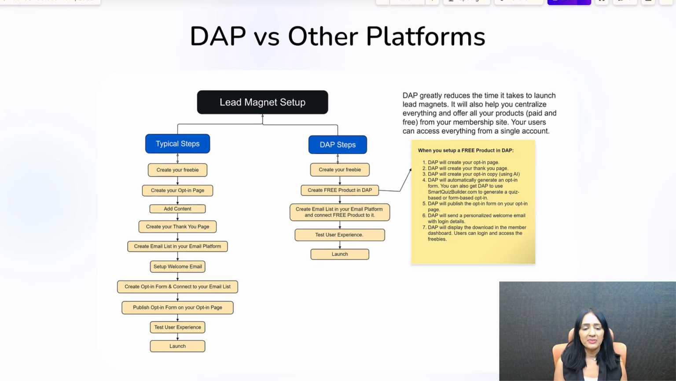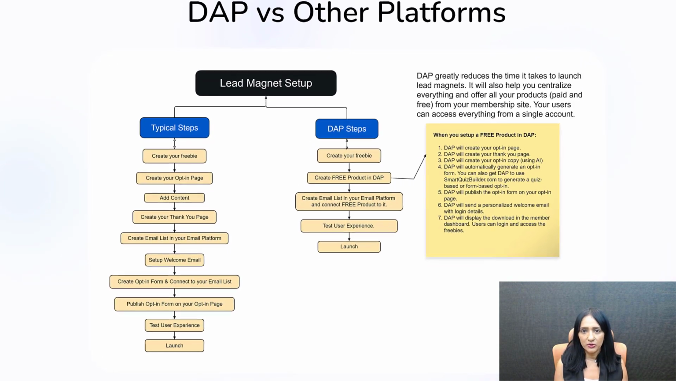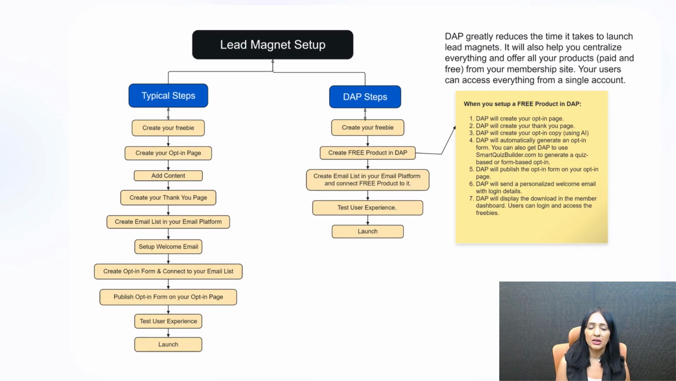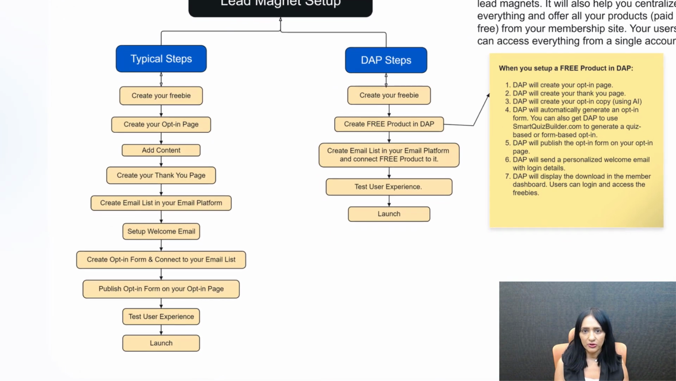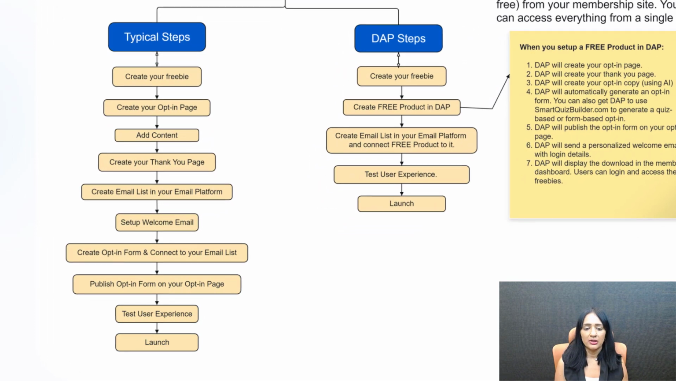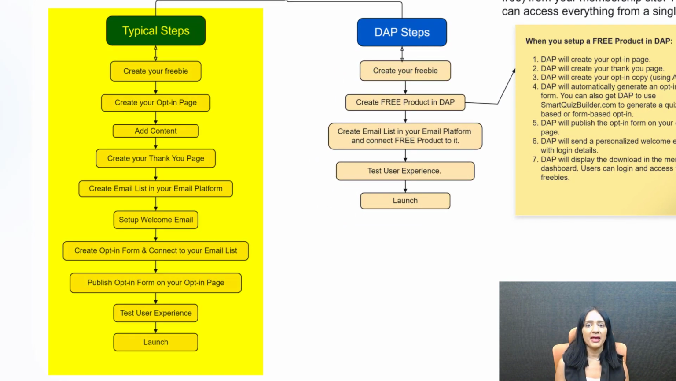Now, typically, if you want to launch a lead magnet, these are the steps. You got to create your resource first, your freebie first, then you got to create an opt-in page, and then you got to create your content for the opt-in page. You got to write your opt-in copy, and you got to make sure that it's convincing, it's compelling, so people sign up for whatever lead magnet you offer. You got to create your thank you page. You got to create an email list in your email platform. You got to connect your opt-in form to your email list. You got to set up your welcome email. You got to set up your follow-up sequence. And you got to publish your opt-in form on your opt-in page, test the whole user experience, and then you can launch it. As you can see, there's a whole bunch of stuff and it all adds up, right? Because you have to do all of this on top of creating the actual content.